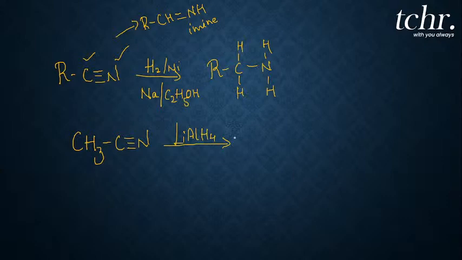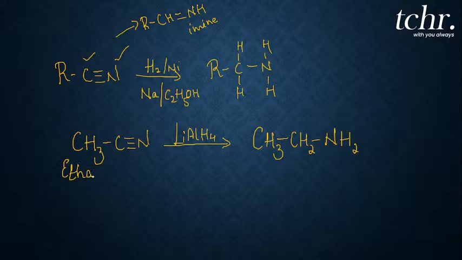You get CH3CH2, two hydrogens to carbon, single bond, NH2, two hydrogens to the nitrogen atom. So on complete reduction, what we get is an amine compound, correct? So try to name the compound. This is nothing but two carbon atoms, correct? It is ethane nitrile.